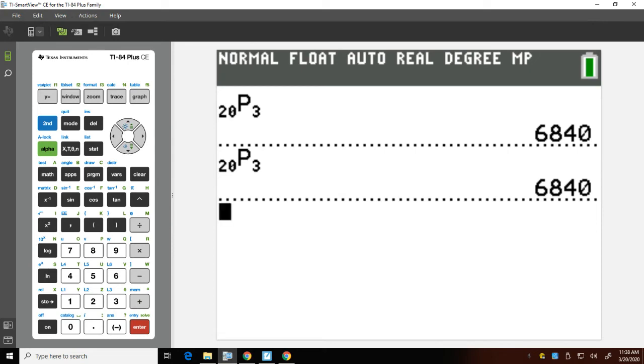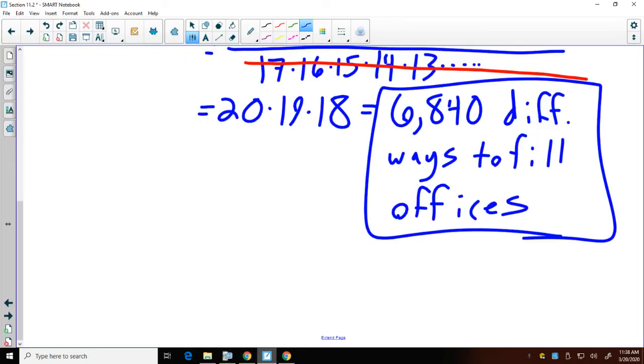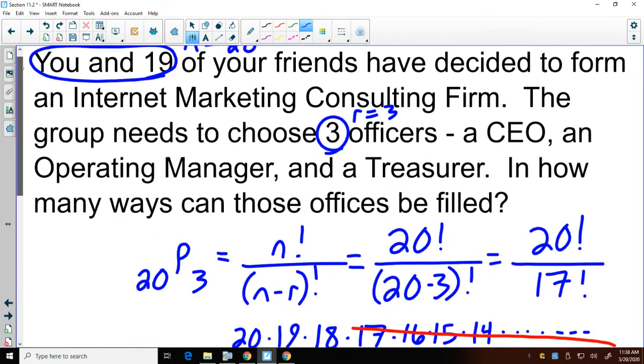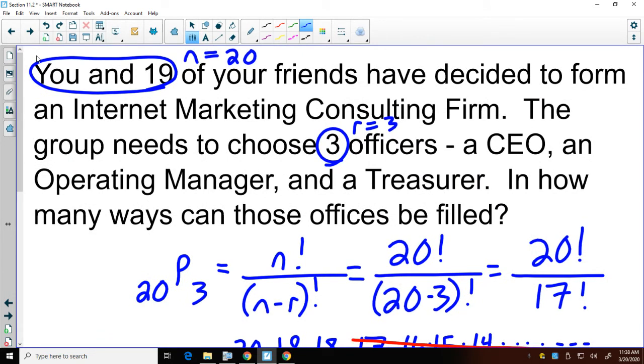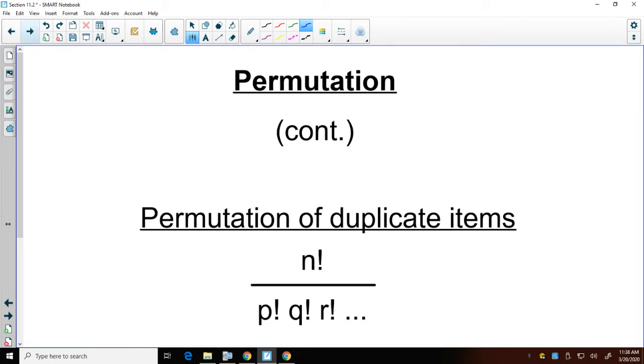Okay? So now with permutations, there is one other piece that you have to be careful of, and that is, what if we have duplicates? And that's what this is about. So, permutations continued. There's one little piece that you got to be careful of, and that is if we want to do a permutation of duplicate items.